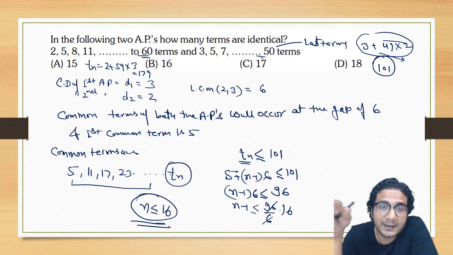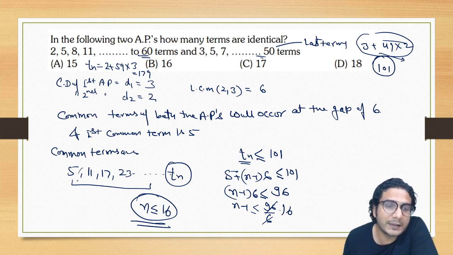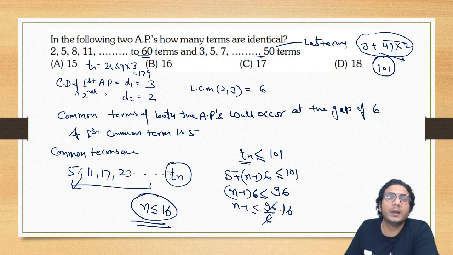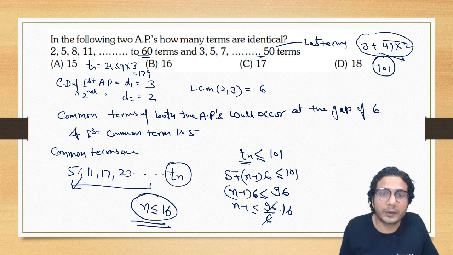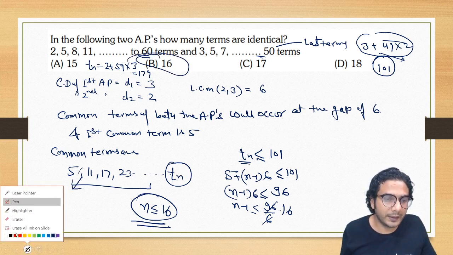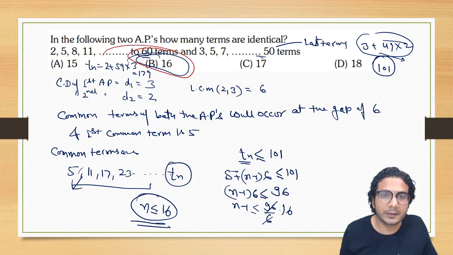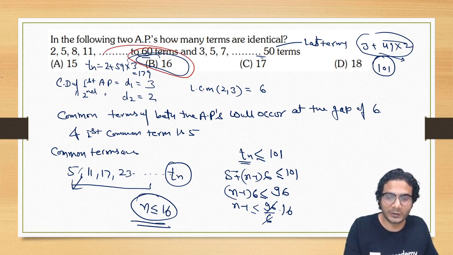If you see the 16th term, the 16th term of this sequence will be 101. If you write the 16th term of this sequence, that will be common, and you can check it. 101 is common in both. So what is the answer? The answer is B. I hope it is clear. B is the answer. So this was a very good question.